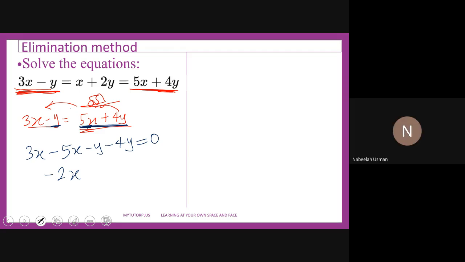Minus 5y. Thank you so much for that. I was expecting an error on that. That will give us minus 5y. Everything is equals to 0.